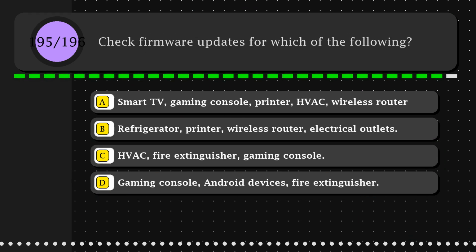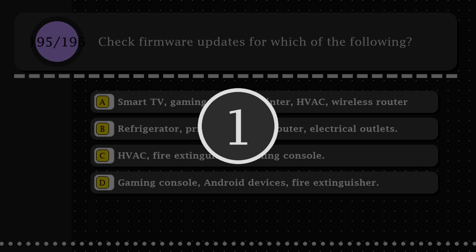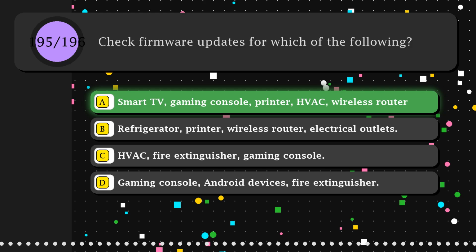Question 195. Check firmware updates for which of the following? Option A. Smart TV, gaming console, printer, HVAC, wireless router. Option B. Refrigerator, printer, wireless router, electrical outlets. Option C. HVAC, fire extinguisher, gaming console. Option D. A gaming console, Android devices, fire extinguisher. The correct answer is option A. Smart TV, gaming console, printer, HVAC, wireless router.